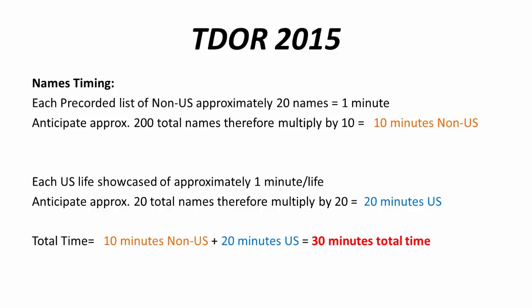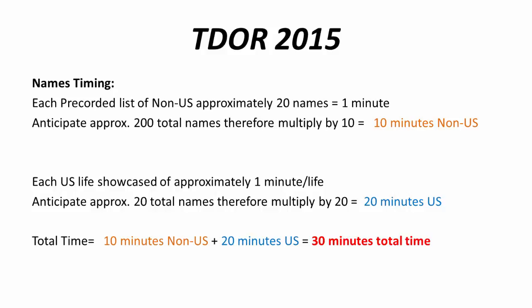All right, so if we do it in that format or that approach, then as far as the timing, it appears that it'll take about 1 minute to read 20 names. We anticipate approximately 200 total names to be read. Therefore, we multiply that by 10. So we know that it'll take us a minimum of 10 minutes to read all of the non-US lives names.